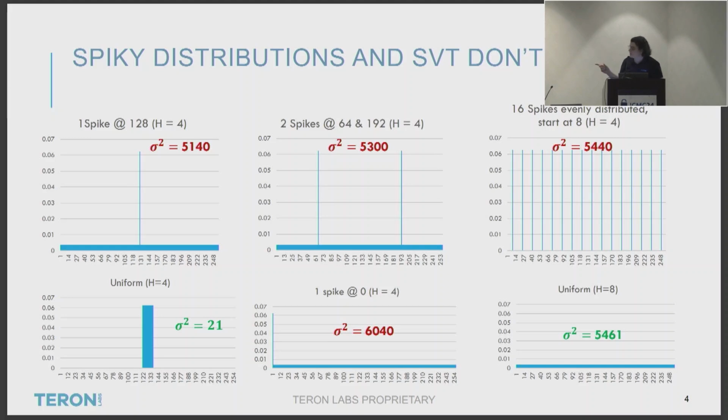And then just for reference, the ones with the sample variance written in green are the uniform distribution. On the right, an entropy level of 8. And you can see that that variance is about the same as the ones written in red, even though their entropy level is half. And on the left, the uniform distribution with an entropy level of 4 has a sample variance of only 21. So if we wanted this test to work, we would want all those numbers in red to be about 21 instead of 5,000 or 6,000.